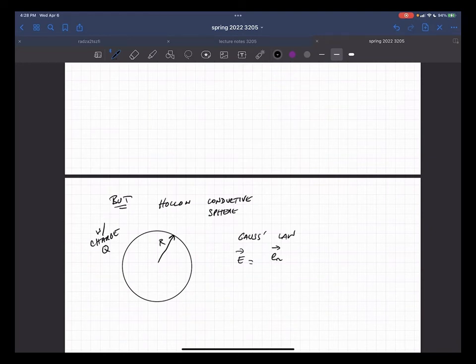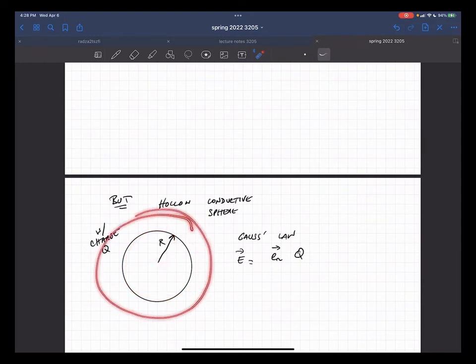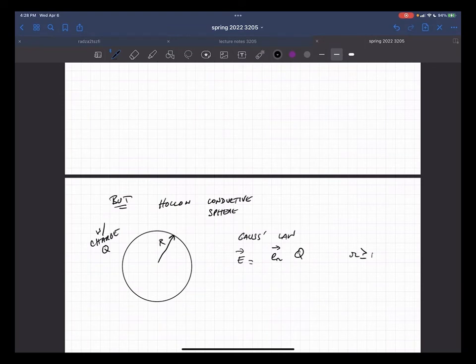It's pointing in the radial direction, so all the charge on the surface looks like it's a point charge at the center. As long as you're outside the sphere, all the charge on the sphere looks like it's a point charge at the center. So at a point R bigger than or equal to the radius of the sphere, you'd get E sub R equals Q over 4 pi epsilon naught R squared. So again, Gauss's law made life so easy in this particular case.